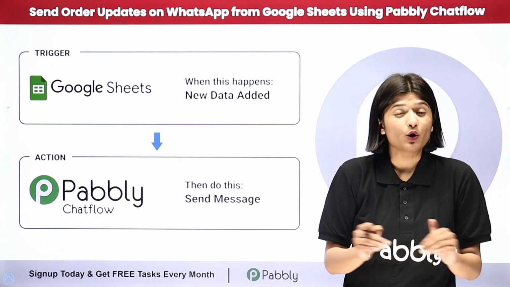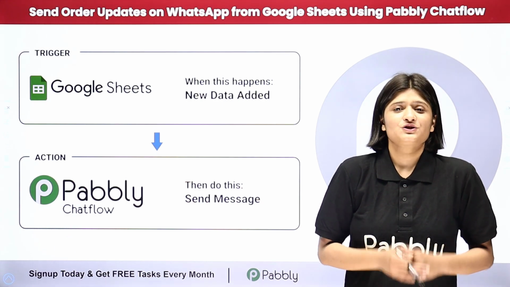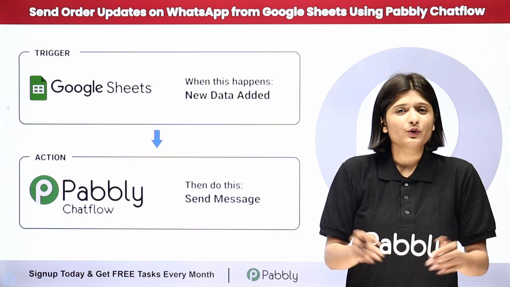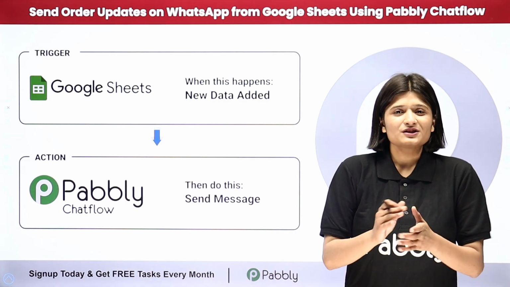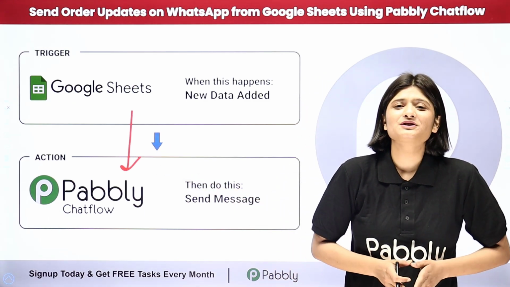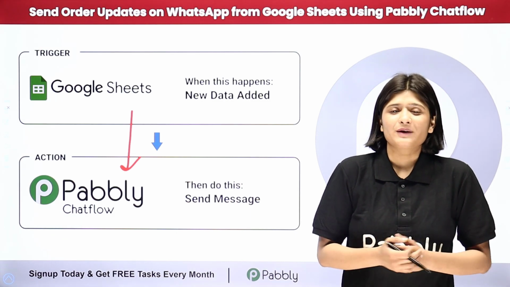So I am going to completely automate this process, and to do this automation I am going to use Pabbly Connect. Pabbly Connect is an amazing automation and integration software which requires no coding or programming skills. Here I just need to build a connection between Google Sheets and Pabbly Chatflow. Pabbly Chatflow is a newly launched application of Pabbly which helps us send WhatsApp messages to my customers.